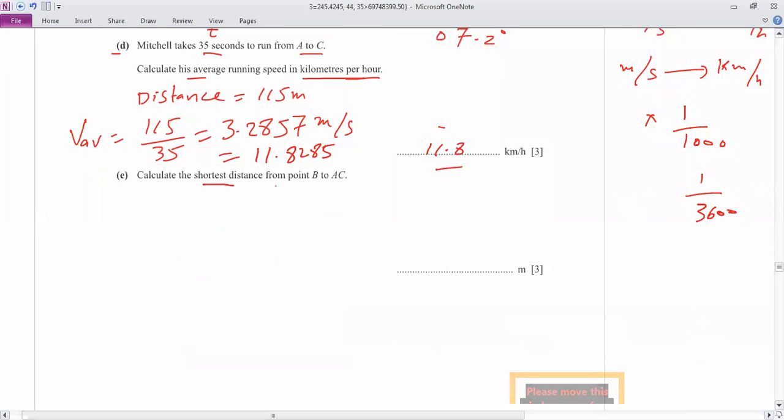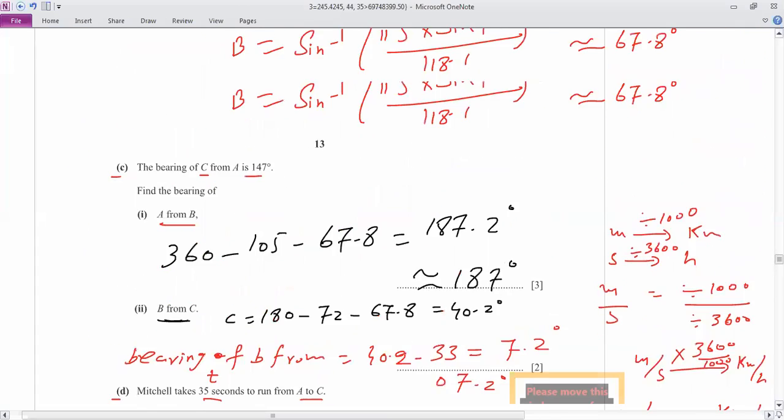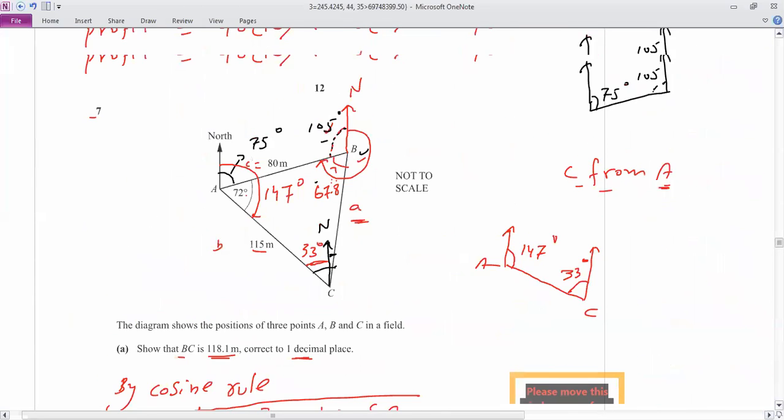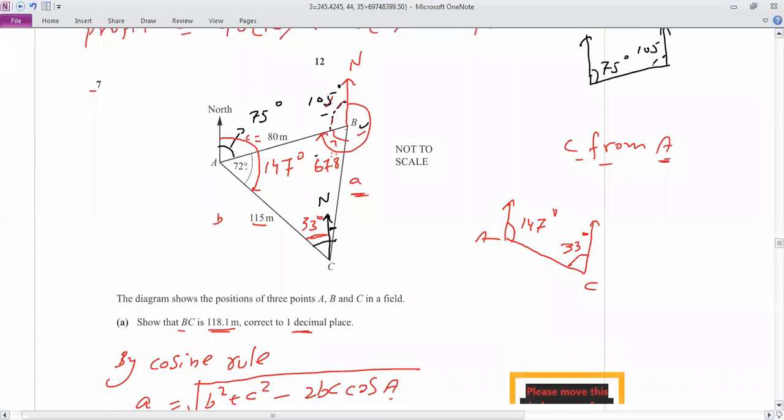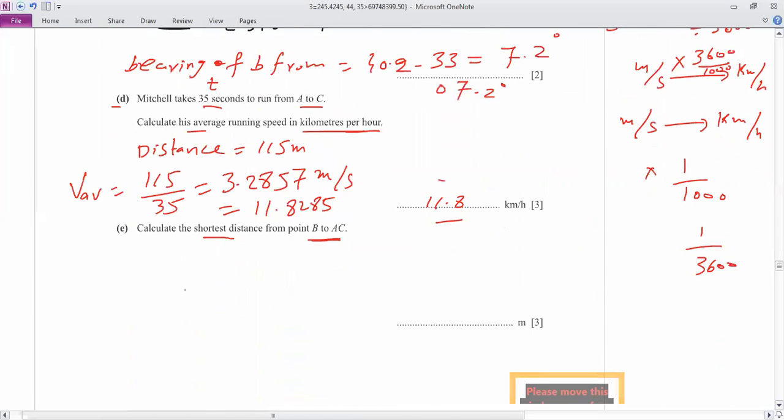Next, calculate the shortest distance from B to AC. The shortest distance is always the perpendicular distance, keep that in mind. So to find the shortest distance from B to AC, you will draw a perpendicular. This perpendicular means this is 90 degrees. Let's say this is P. If you consider this triangle BPC, it will look like this.